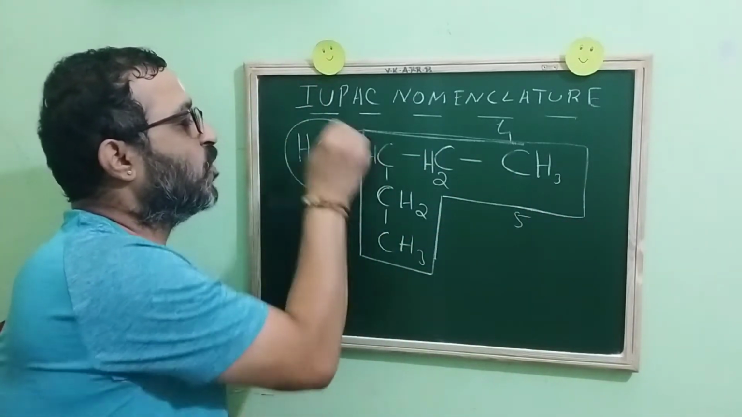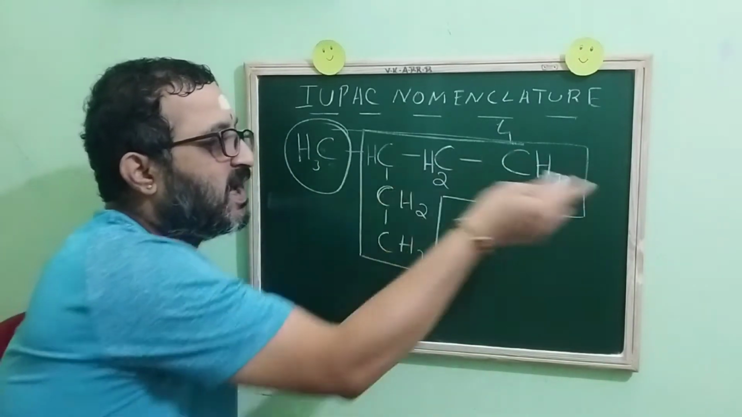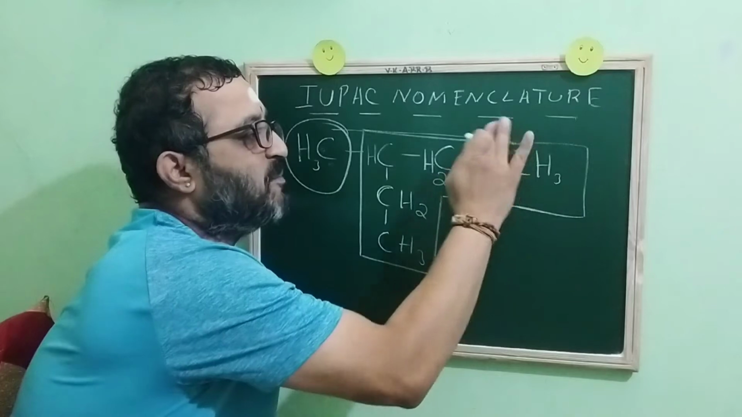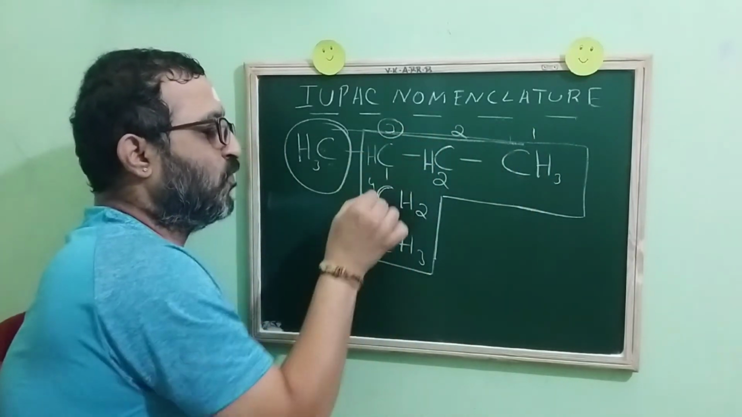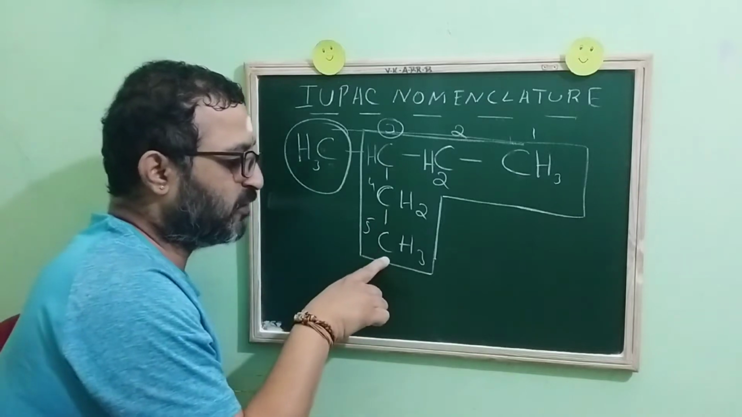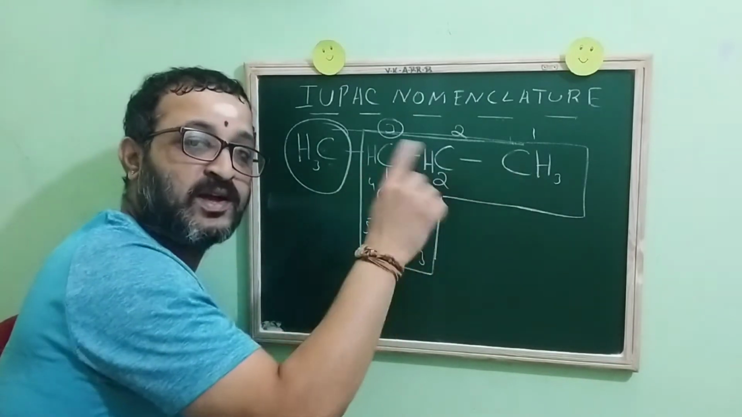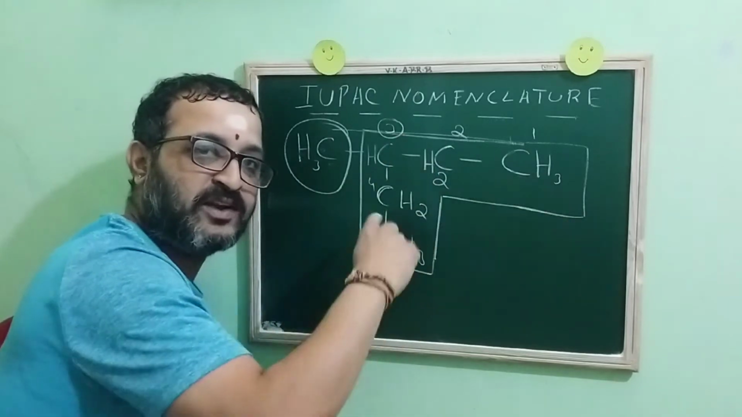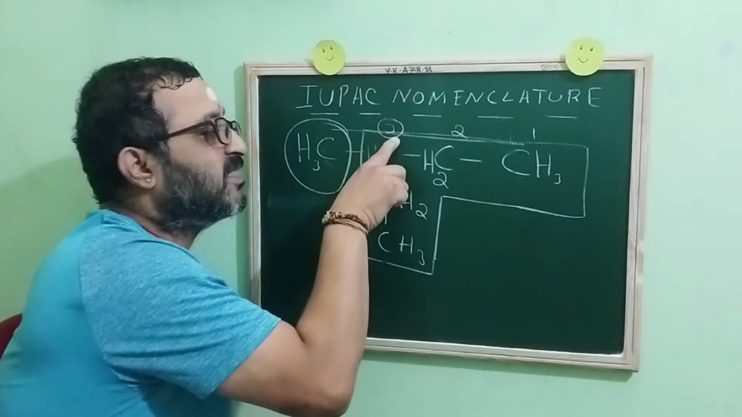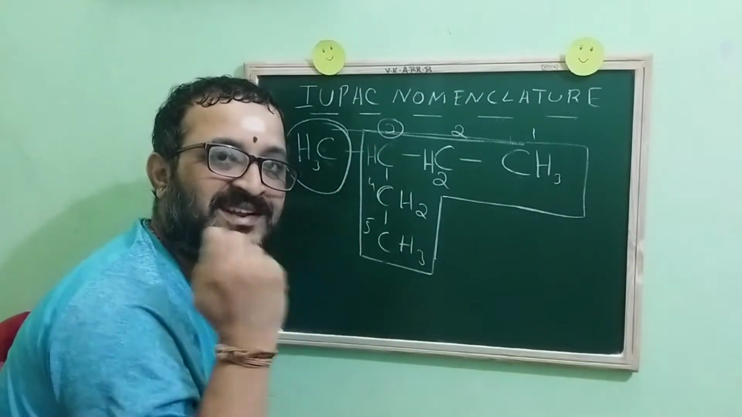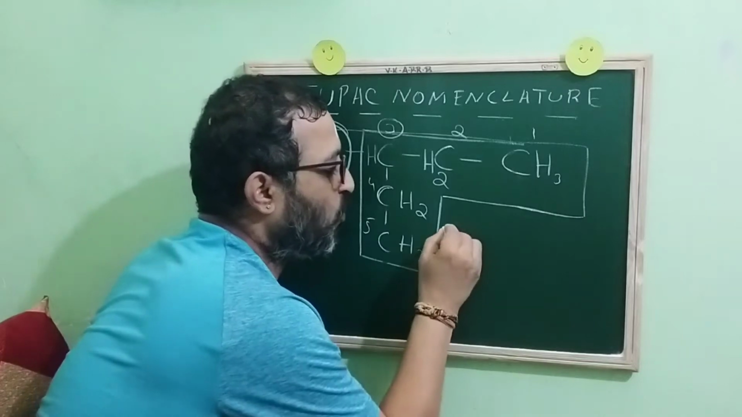Now, to this parent chain, what is attached? A methyl group is attached. Now, I have to number. When I number this way, this will be 1, this will be 2, and this will be 3, 4, 5. From the other way, if I number, this will be 1, 2, and 3. From both directions, the carbon to which the methyl group is attached is getting what number? 3.